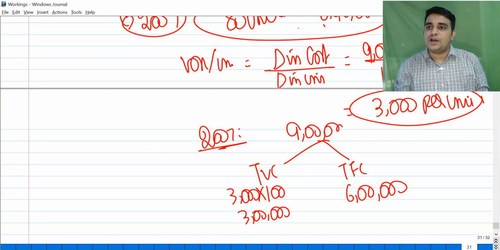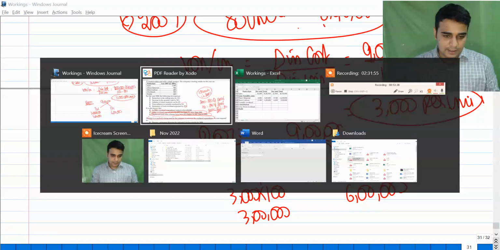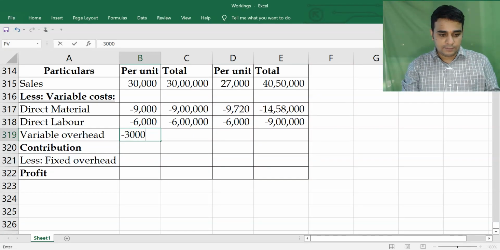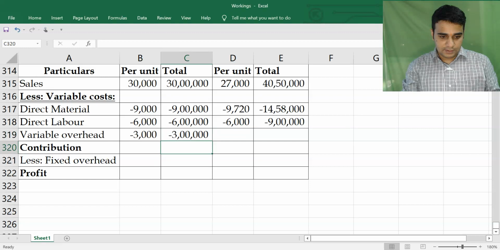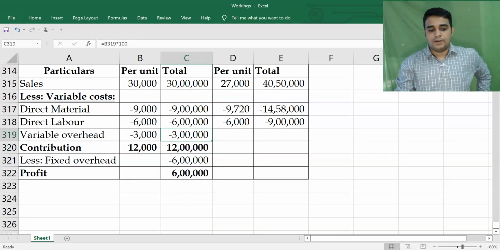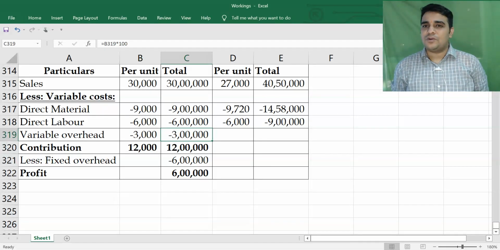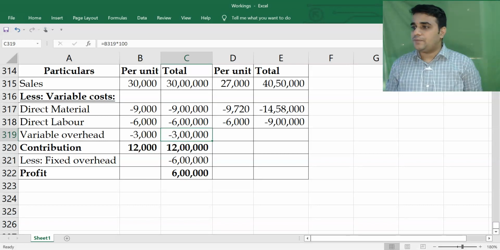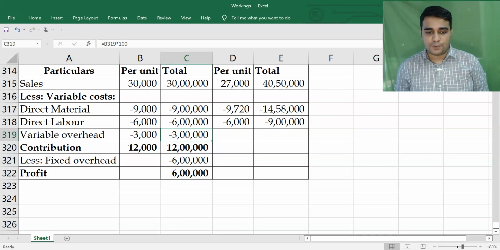If this inflation issue was not there between 2006 and 2007, then I would have simply done 9 lakh minus 8 lakh divided by 100 minus 80. Now coming to this part, 3000, 3 lakh, 6 lakh, and profit I think was 6 lakh. I have not written fixed overhead per unit. I don't want that number. Fixed overhead per unit is of no use.